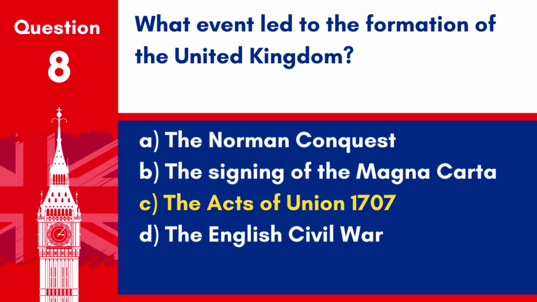Answer: C. The Acts of Union 1707. The United Kingdom was formed by the Acts of Union 1707, which united the kingdoms of England, including Wales, and Scotland into a single sovereign state known as Great Britain.